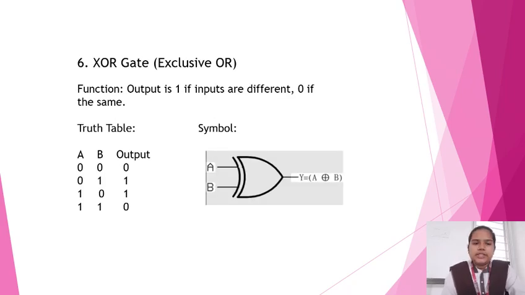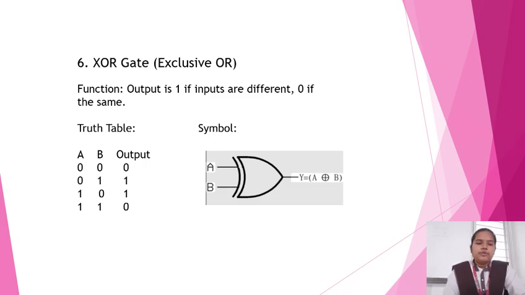And sixth one, XOR gate. It is also called exclusive OR. The function of the XOR gate is that the output is 1 if inputs are different, 0 if the same. The symbol of the XOR gate is as shown in the figure. The truth table is as shown below.